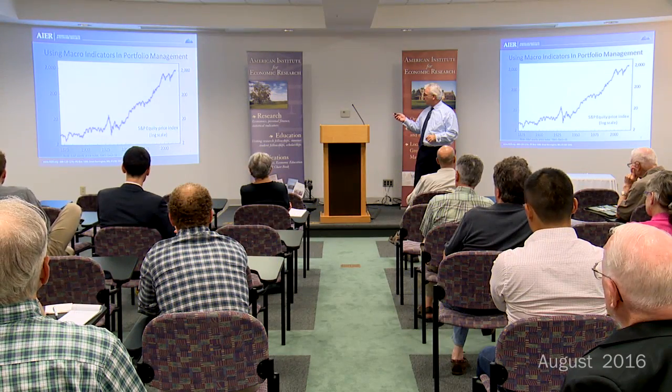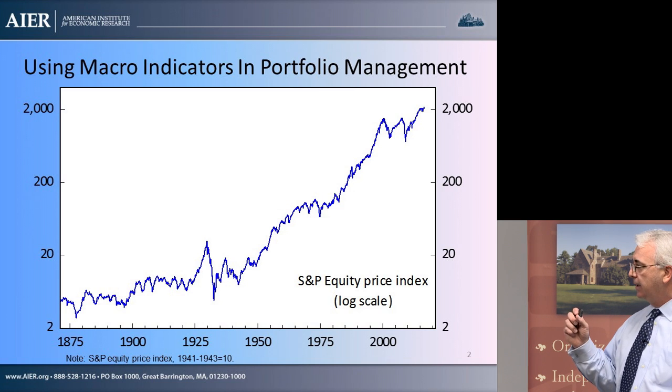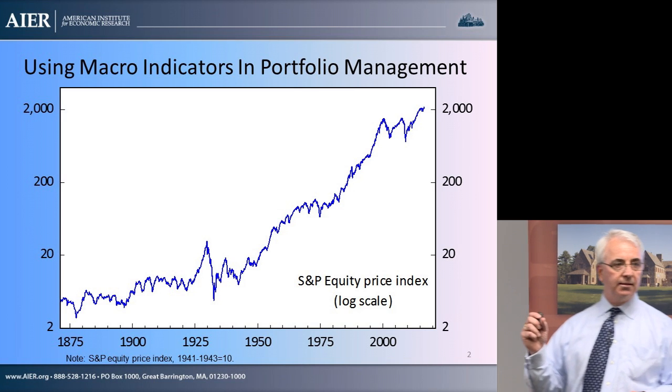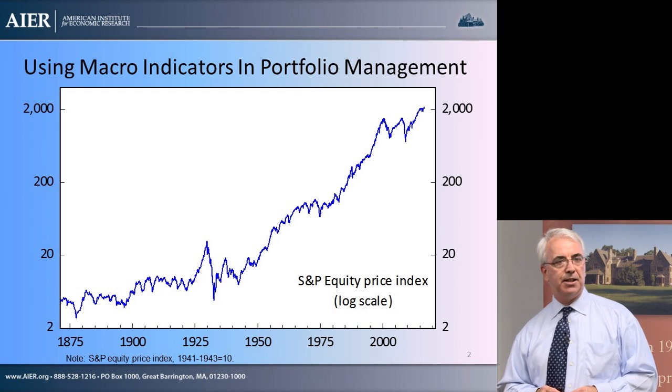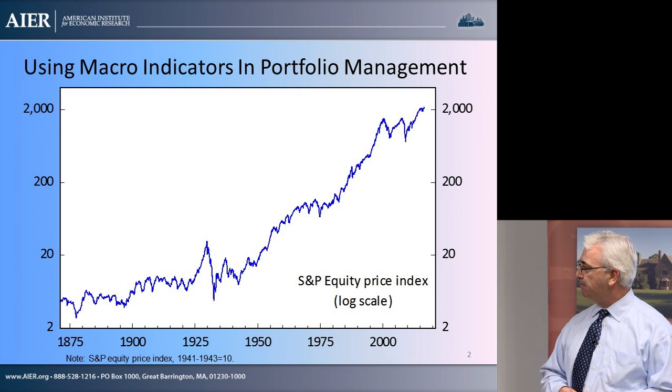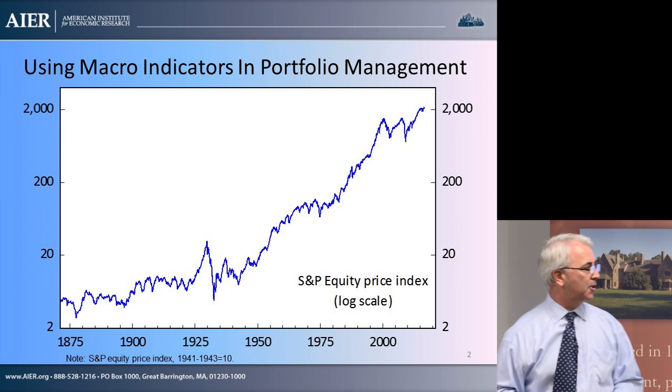I'm going to start with just one slide here. I'm going to leave this up for a while. This is a long-term chart of the US equity market going back to 1871. That's a tremendous amount of history, and we thank Robert Schiller of Yale University for having compiled all this data. I want everybody to just take that in for a while as I distract you with a little story.